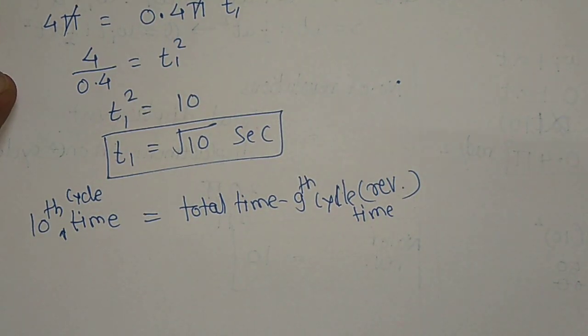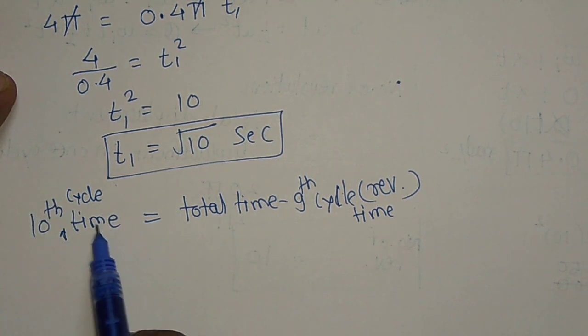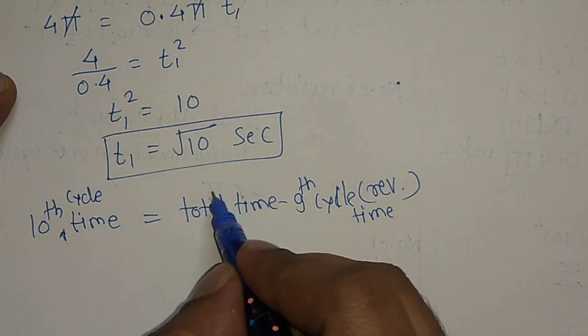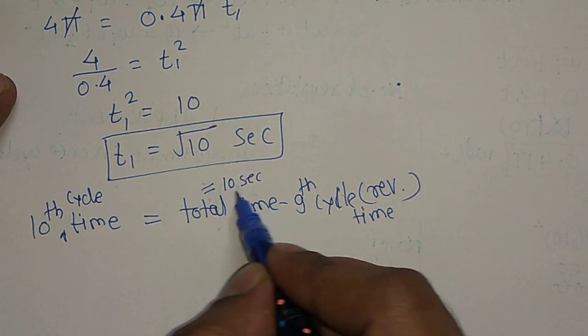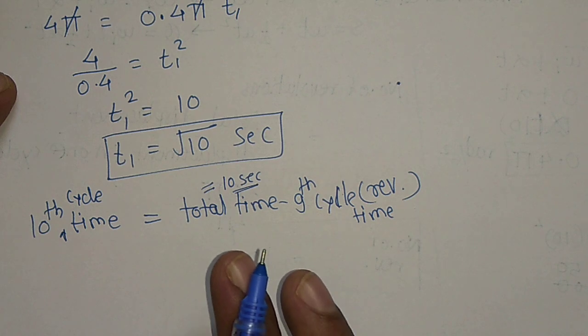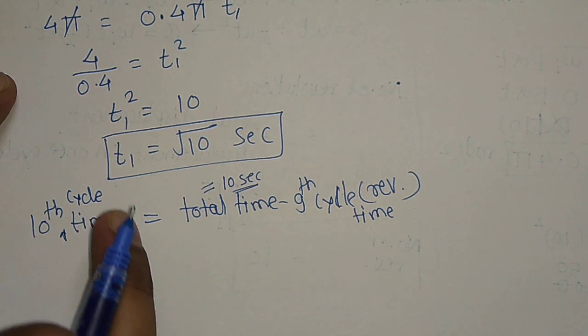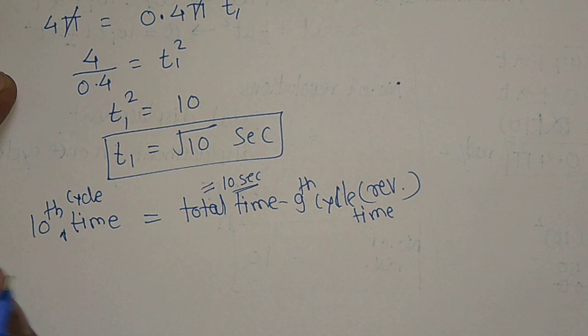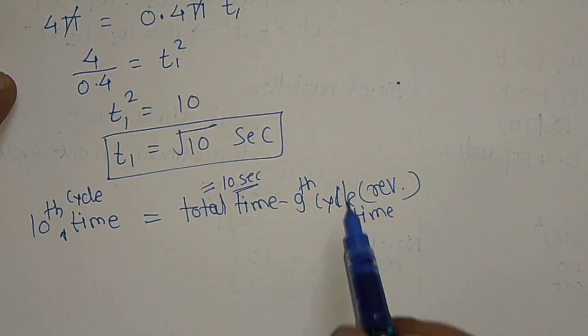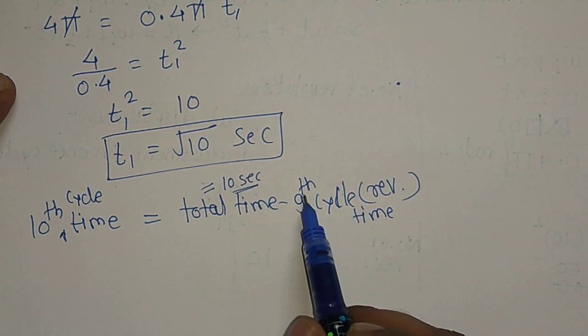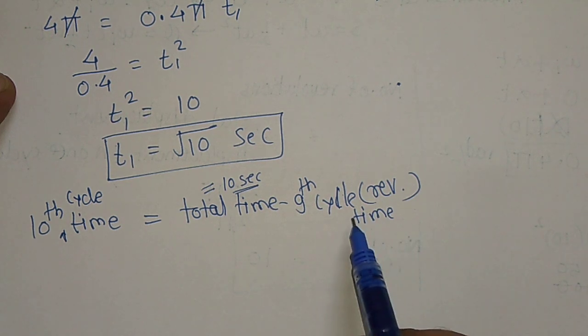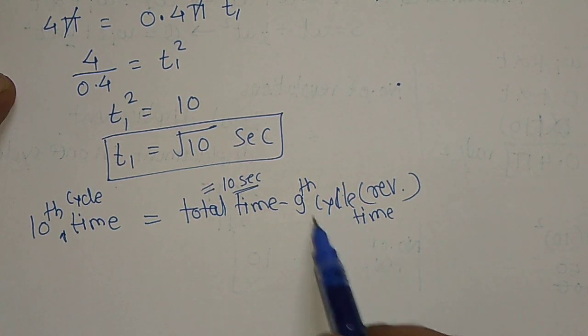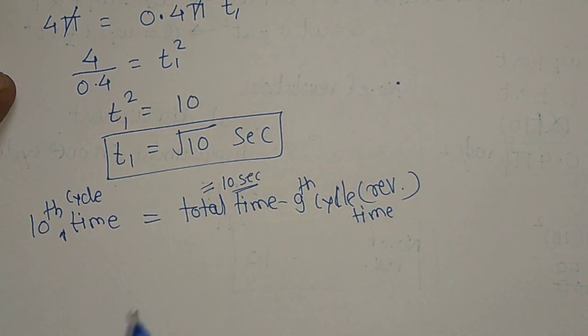Finally, they are asking you about the time required for completion of the 10th cycle, only the 10th cycle. They are not talking about the total time. Total time is 10 seconds to complete 10 revolutions. But we have to find the time between the 9th and 10th cycle. For that we will require the 9 cycle time. So once again we will find the time for completion of cycles from 1 to 9.